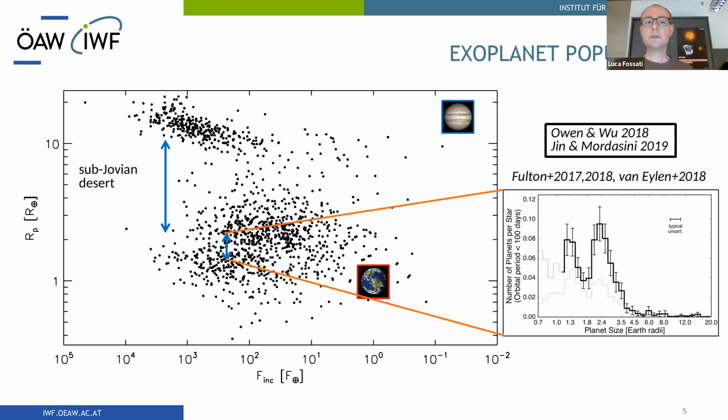And then there is another feature that is pretty recent, and it is called the radius gap. And if one looks very carefully in the sub-Neptune and super-Earth regime, one can see that there is essentially a gap around 1.8 Earth radii. And this gap, if one does the math, can be accounted for by atmospheric escape.